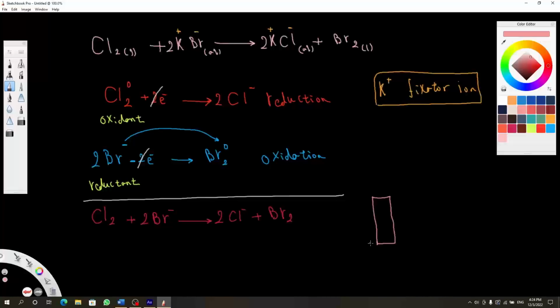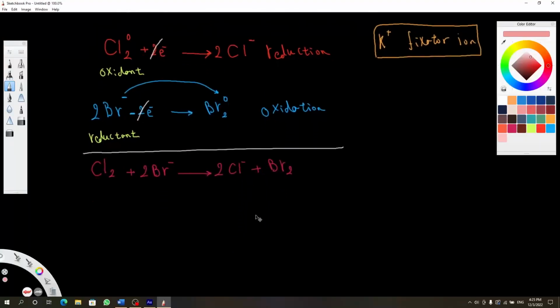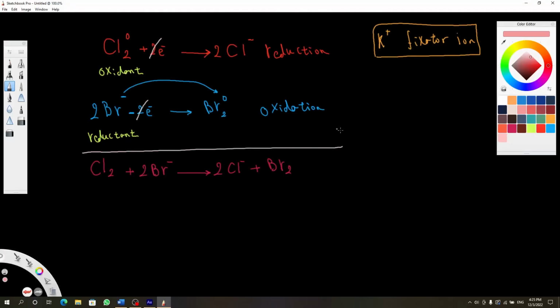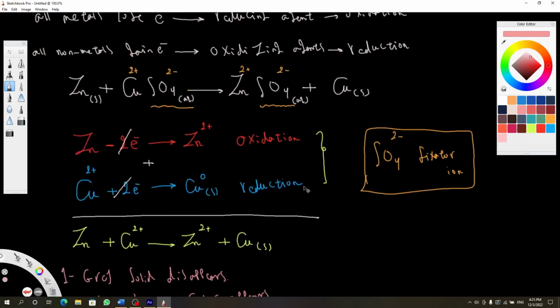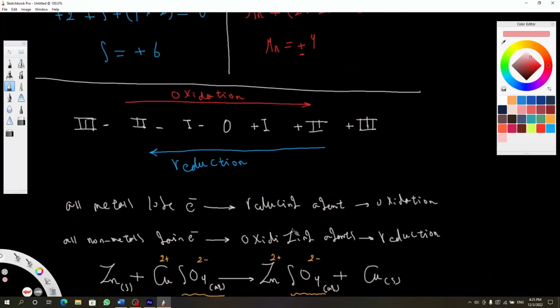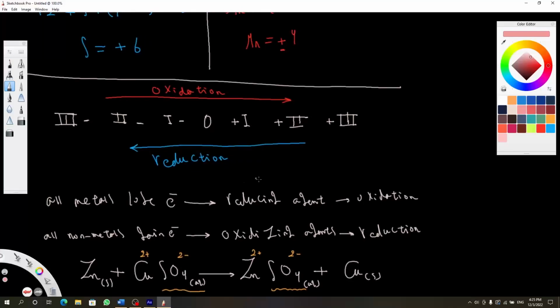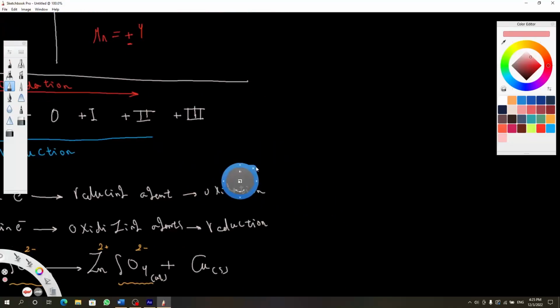Of course, you don't mention the bromine, you don't mention the potassium bromide. Your observation is that the colorless solution turns into reddish brown. As you can notice from this reaction, nonmetals are oxidizing agents. So, to modify the rule that we have mentioned before, when we said that all metals lose electrons, meaning that they are reducing agents, and all nonmetals gain electrons, making them oxidizing agents, we can add the following.